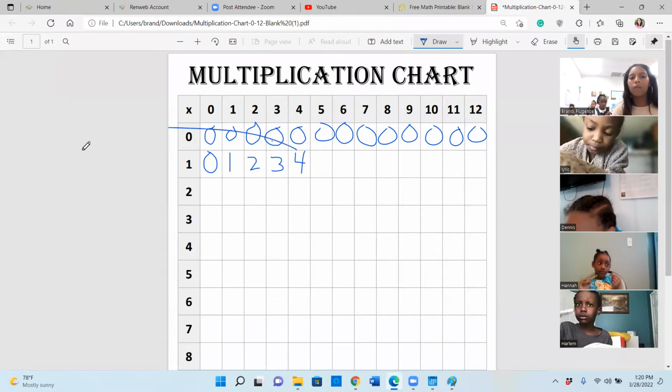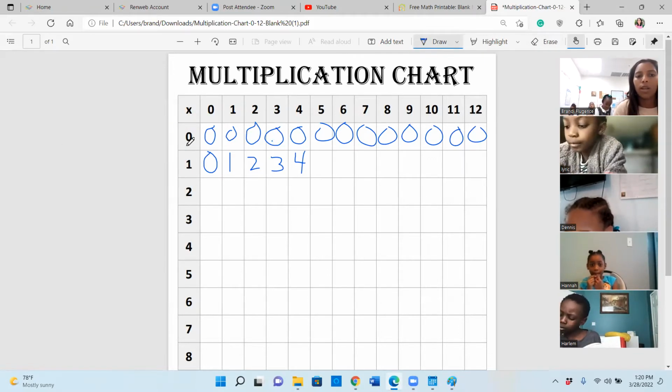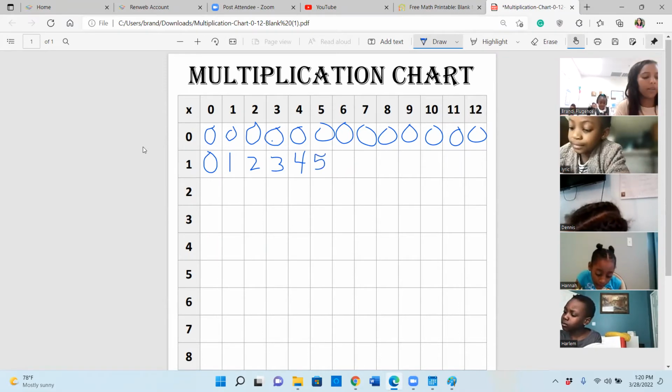All right, next we have 1 times 5, and that will equal 5. 1 times 5 is 5. Just go through it.